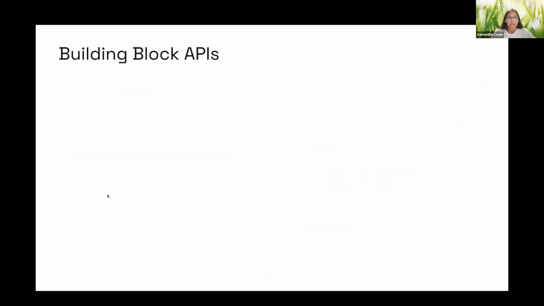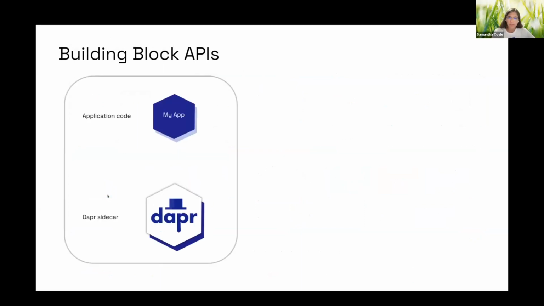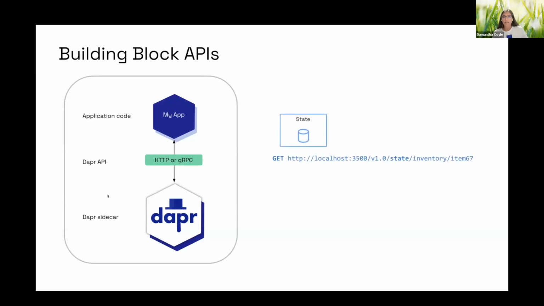All right, so to touch a bit more on the building block APIs, you can see here that Dapr is running in a sidecar pattern where you have your application logic with your Dapr sidecar. And the communication here is via HTTP or gRPC. Now, I mentioned that there are about 10 different building blocks. So you can see an example of what that state API looks like.